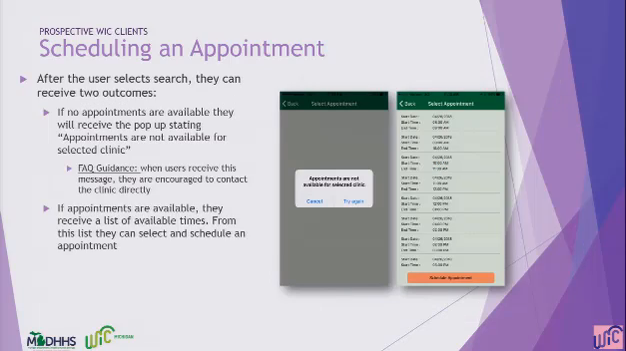After the user selects search, they can receive one of two outcomes. If no appointments are available in their designated range, they will receive a pop-up stating that appointments are not available for the selected clinic. Users would receive this same message if either all of the appointments are booked or if the WCC appointment type is not established in the schedule. If users receive this message, we recommend they contact the clinic directly to schedule.